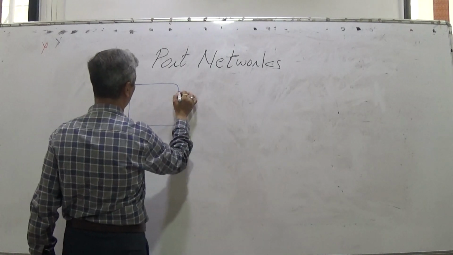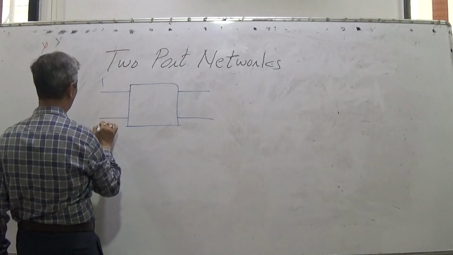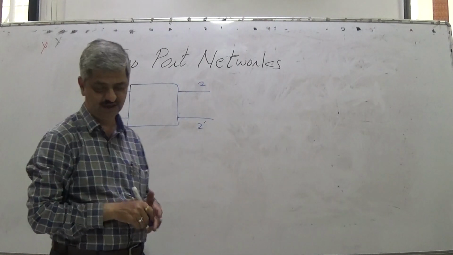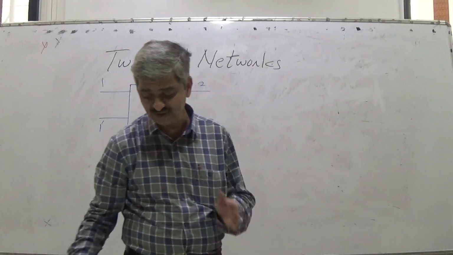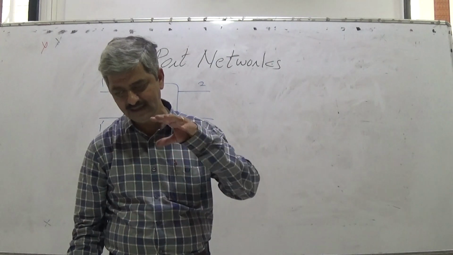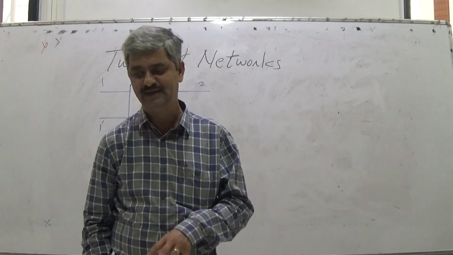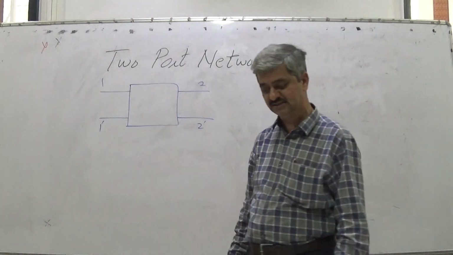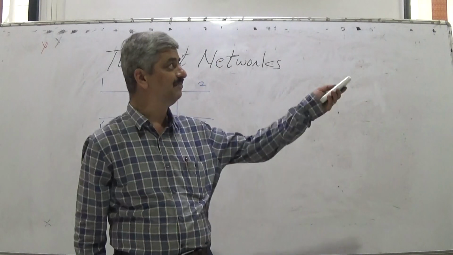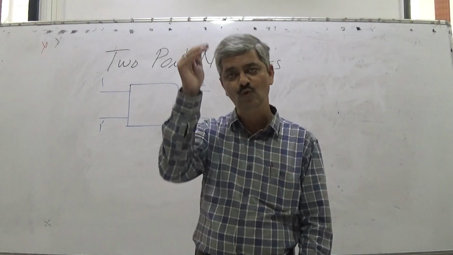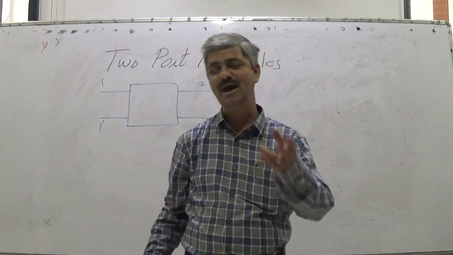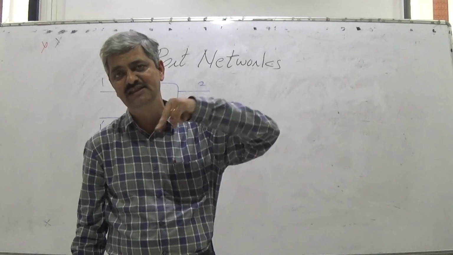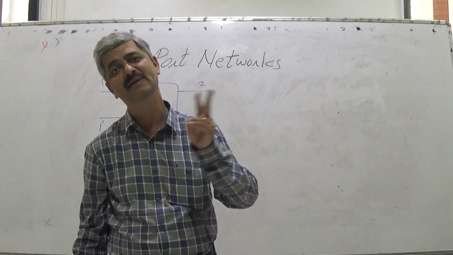When looked at from two ports, 1 1 dash and 2 2 dash, there are two voltages and two currents, V1 I1, V2 I2. Any two-port network is fully described by four parameters which establish a relationship between the two voltages and two currents by expressing any two of them as a linear combination or weighted sum of the remaining two.